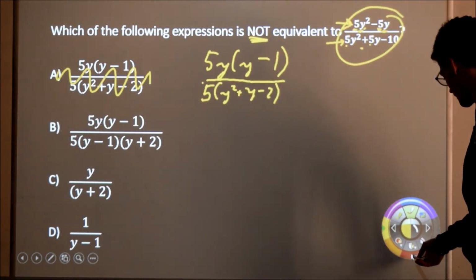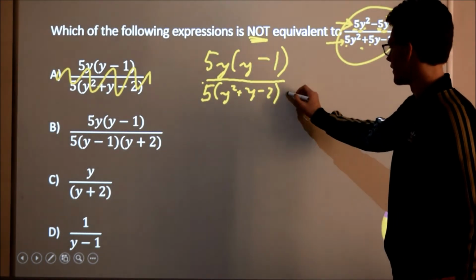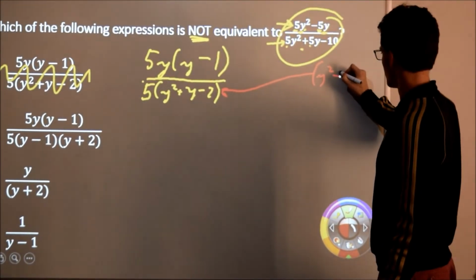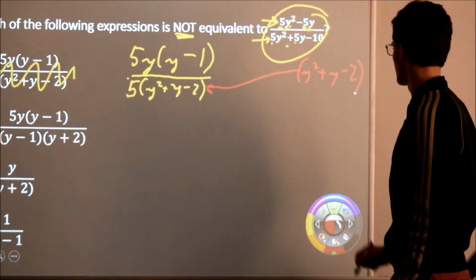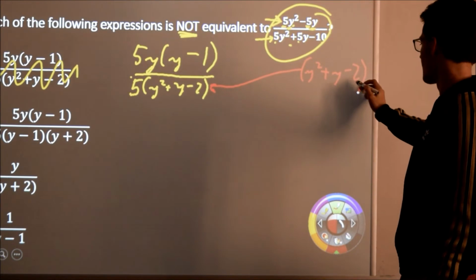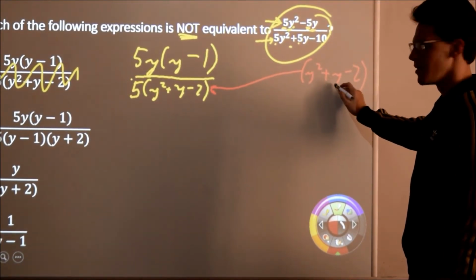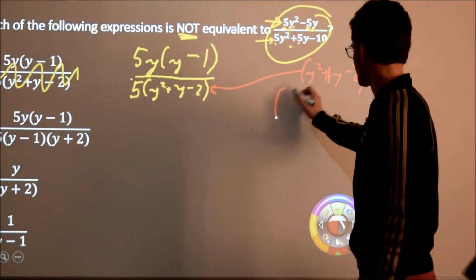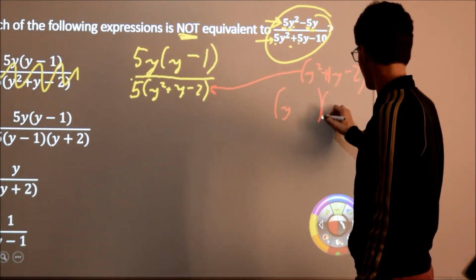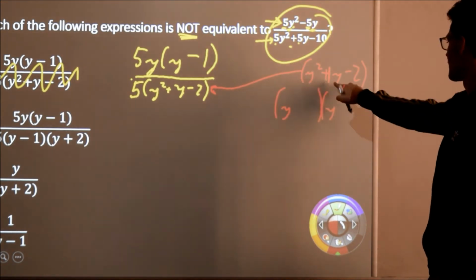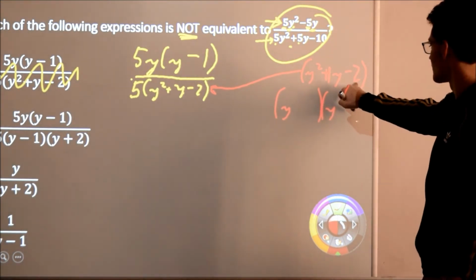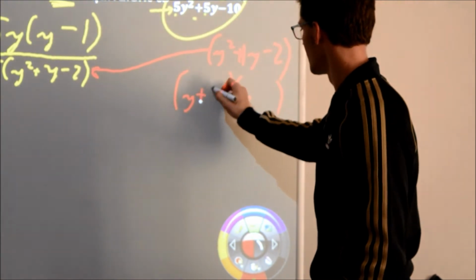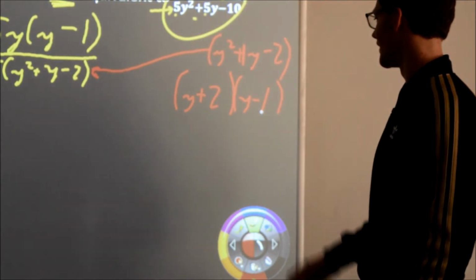Alright, I'm going to change colors real quick. And so the next thing we can do is factor this bottom part, y squared plus y minus 2. In order to factor it, we need two numbers that multiply to give you -2, but add to give you +1, because there's an imaginary coefficient of 1 right there. Since the first term is y squared, we know that y and y have to be multiplied together. And now we need those two numbers that multiply to give you -2 and add to give you +1. And that's +2 and -1. And that's the bottom part factored.